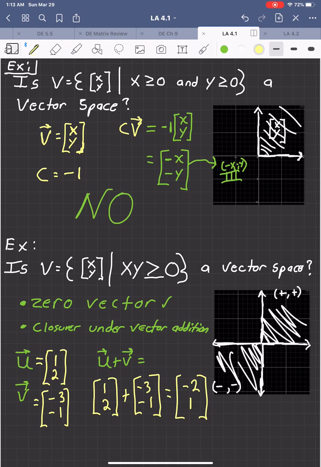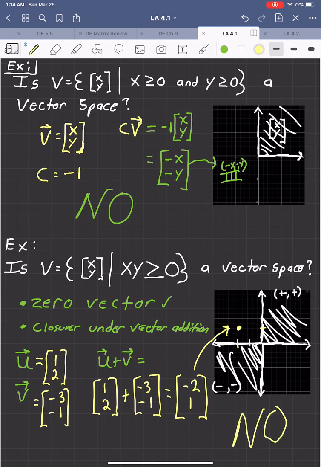Now the question is, is u plus v in the shaded region? Well, clearly not, right? If you were to plot the vector -2, 1, we would go to the left 2, up 1. You understand that we would be here in quadrant 2. Now, I have already shown with that one example that V is not a vector space.